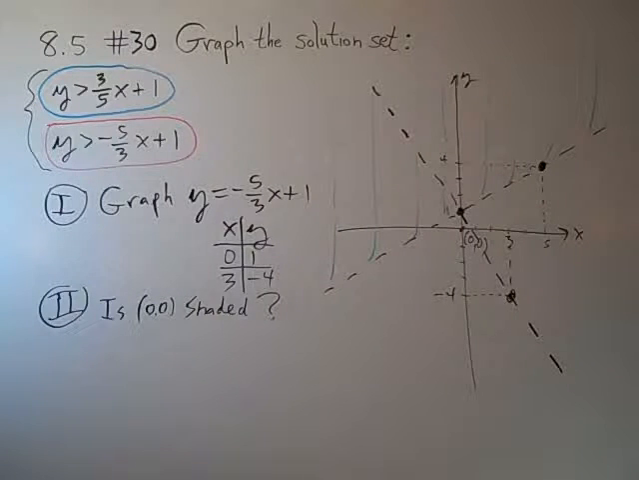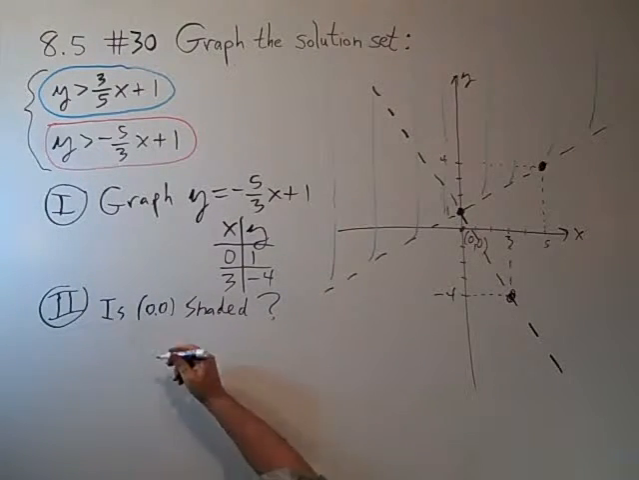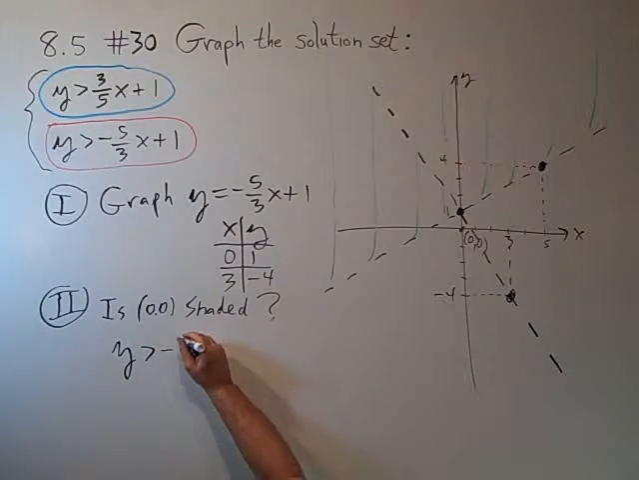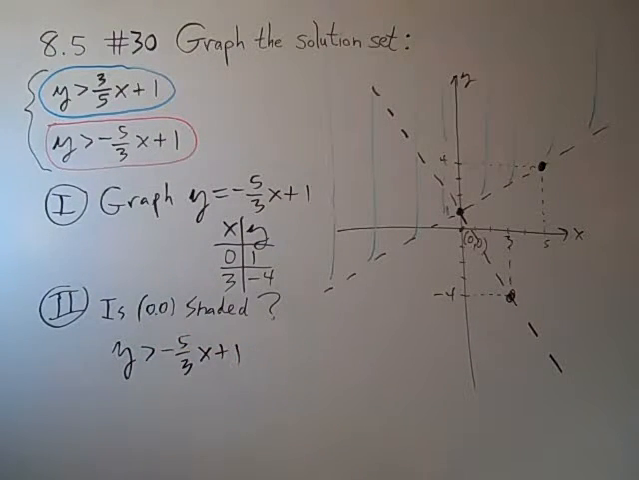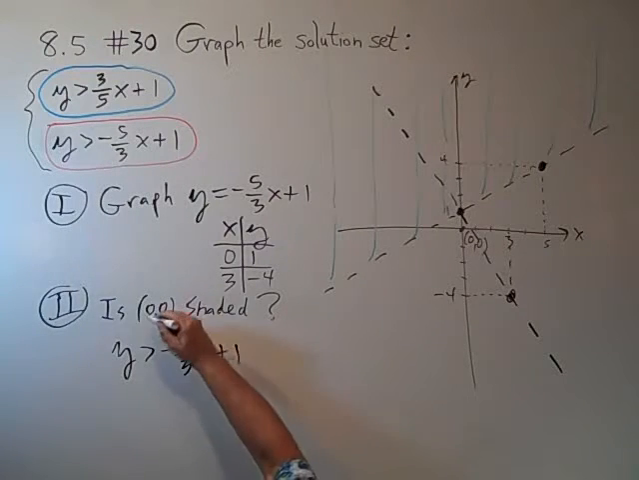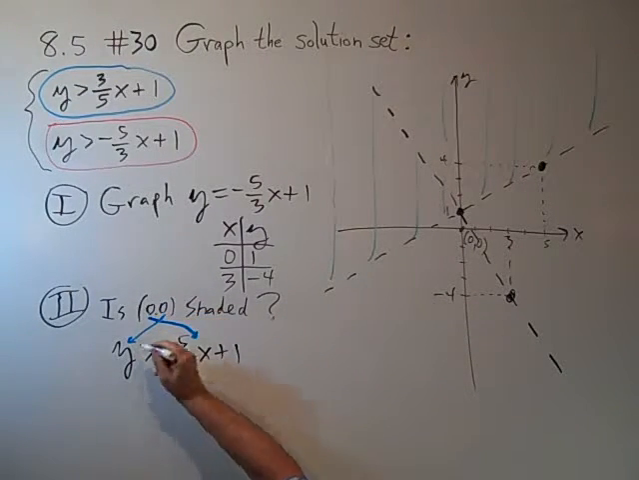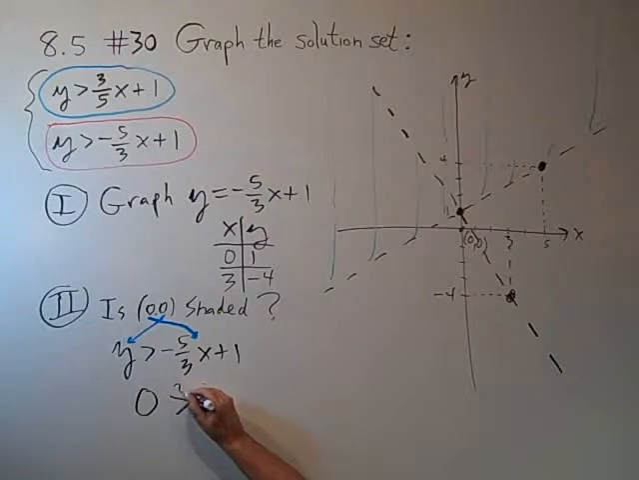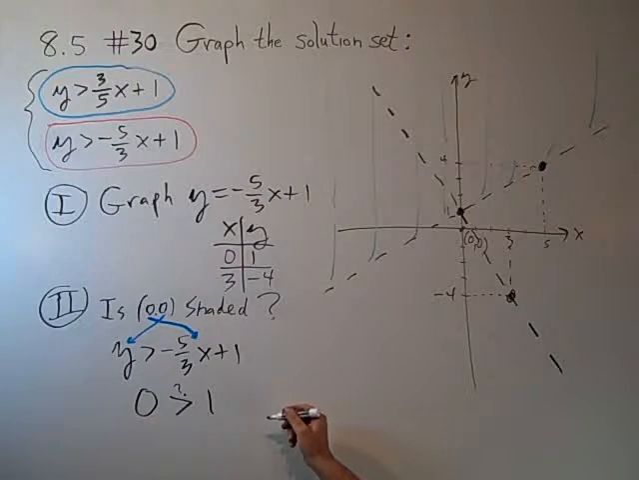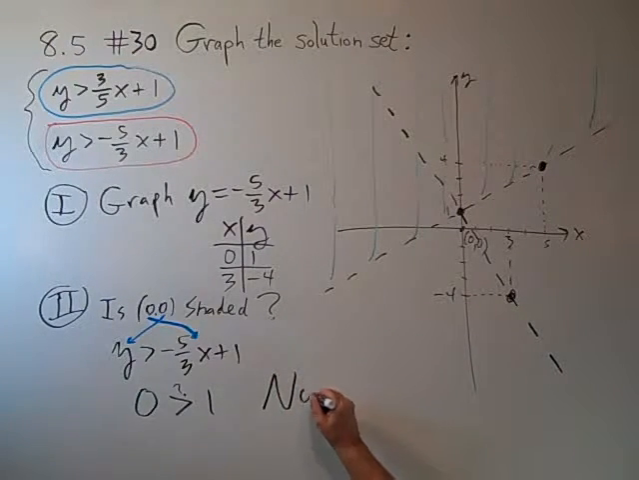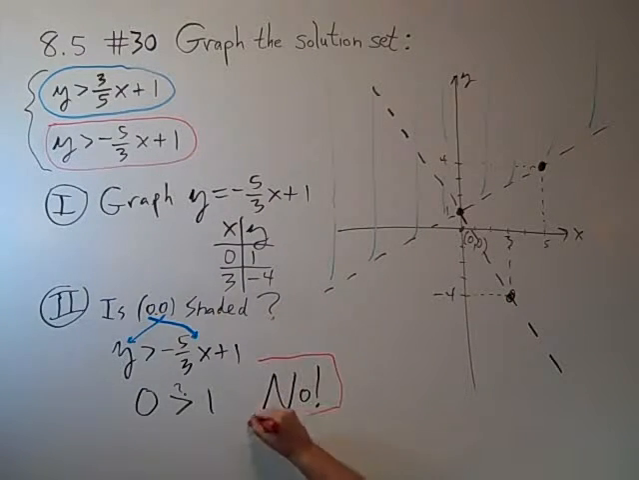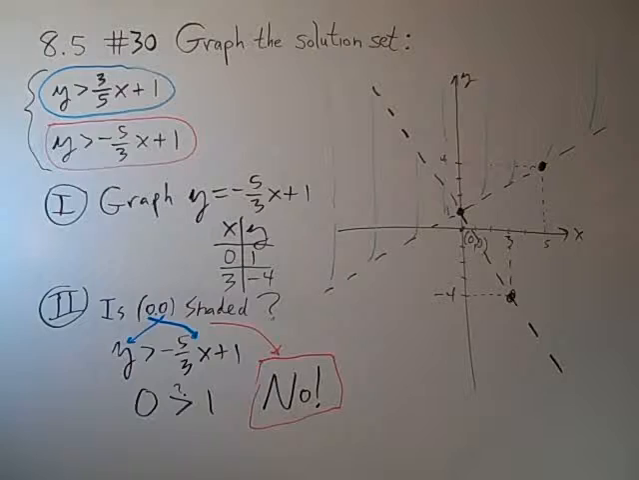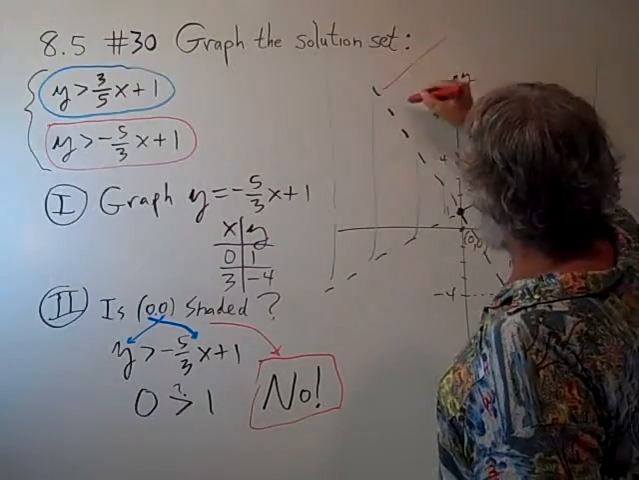Which side of that line do we shade? So we go to the original inequality, substitute x equals 0 and y equals 0, and the resulting inequality is 0 bigger than 1, and 0 is not bigger than 1. So the origin is not on the shaded side of this line. So it's the other side that's shaded. Everything on this side.